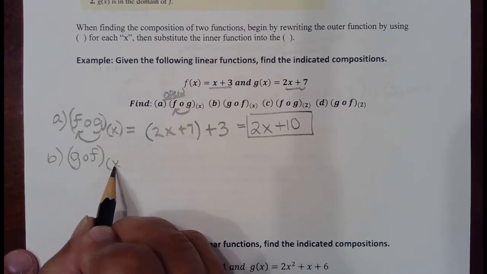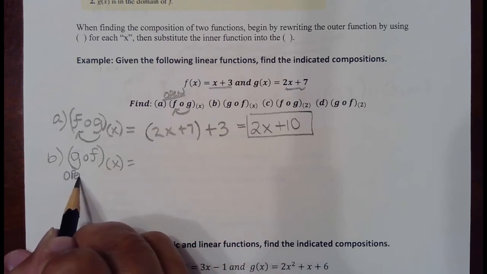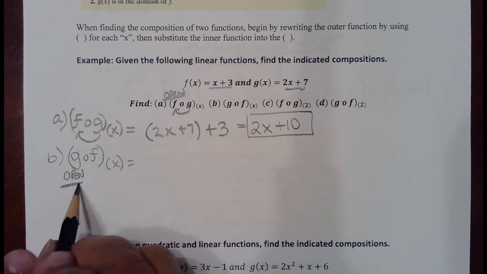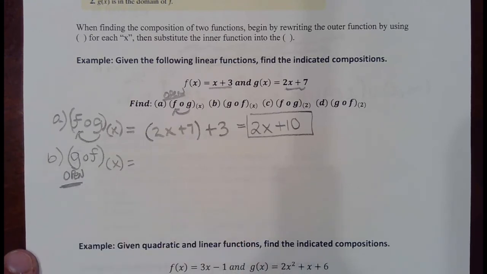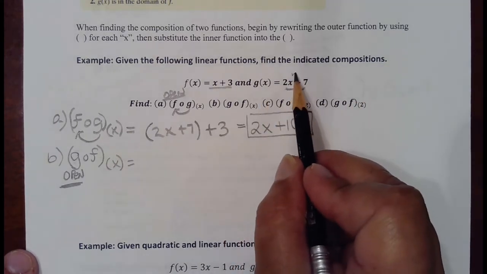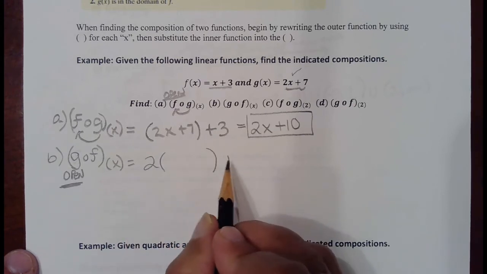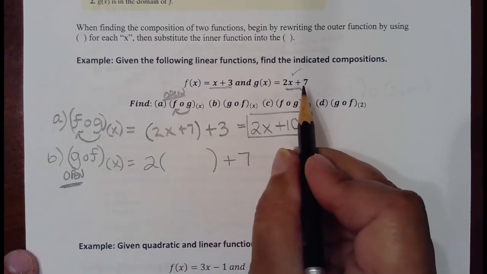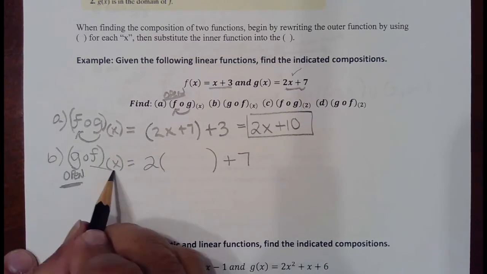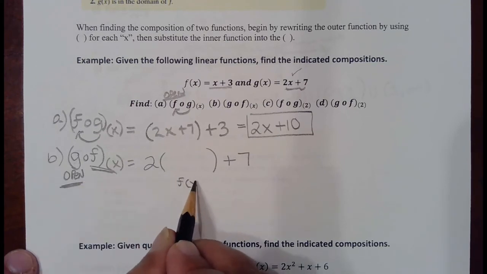Now go dump in that inner function, which is f of x. That's what you're plugging in here. When I did the last one, I was plugging the g of x function in, and that's because it was the inner function. Okay, so that f of x function is just x plus 3. Now when you carry the distribution through, it's 2 times 7. So you get 2x plus 13 for that composition.